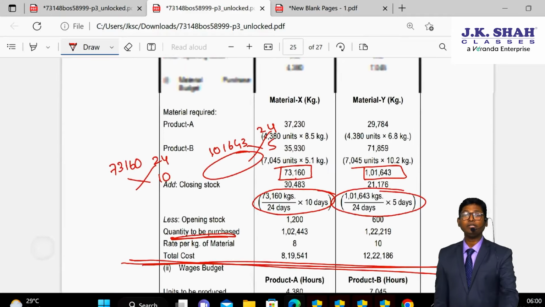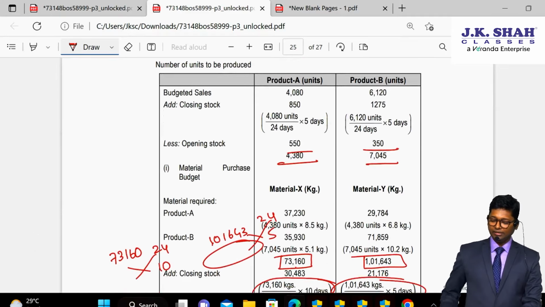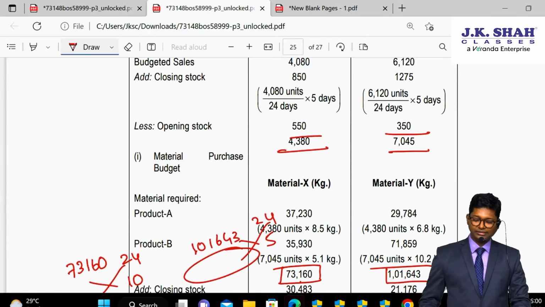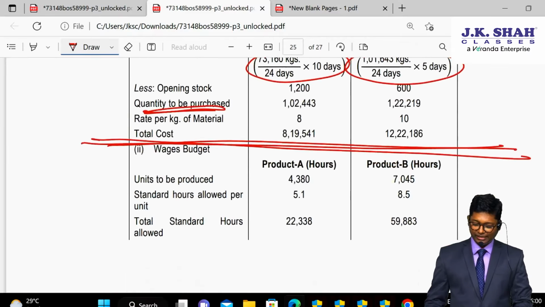You can see how this started. They merged both the workings with their budget, and we showed it separately. Hope your concepts are getting clear.